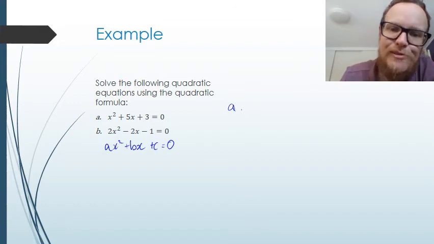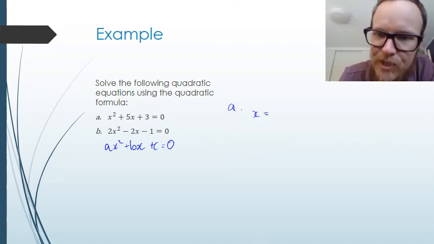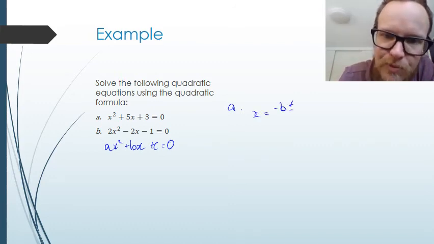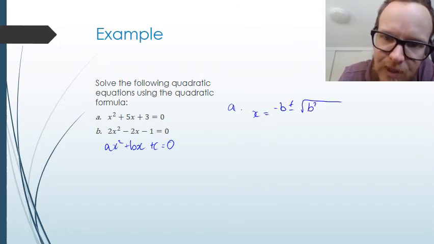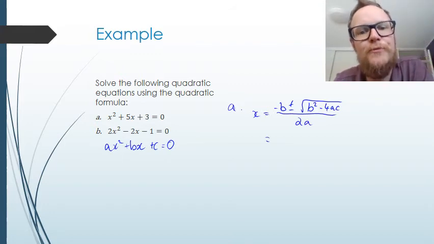Okay, so let's have a look at the first one here. Always write the formula first. I'm telling you, always write the formula first. x equals negative b plus or minus the square root of b squared minus 4ac over 2a. So we get here, and we can substitute into our formula now.